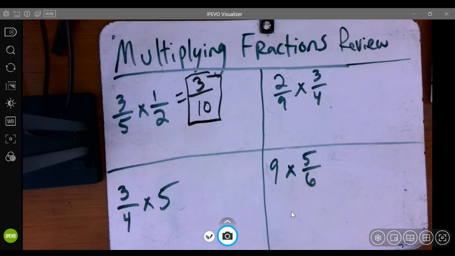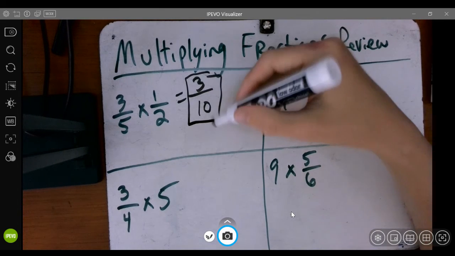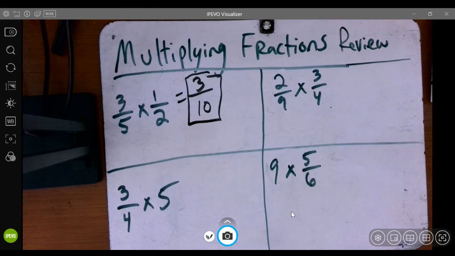Notice that this is different than adding and subtracting fractions where you need to find a common denominator. When you're multiplying and dividing fractions, that's not the case. And then 3/10 is already in simplest form because 3 and 10 do not have any common factors.